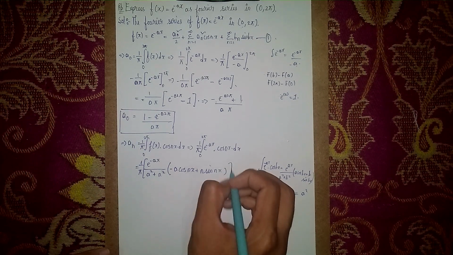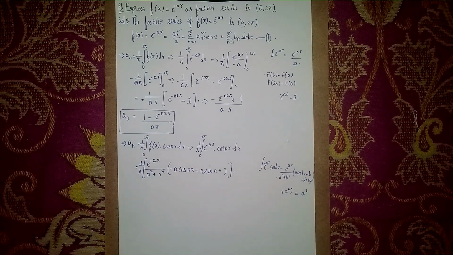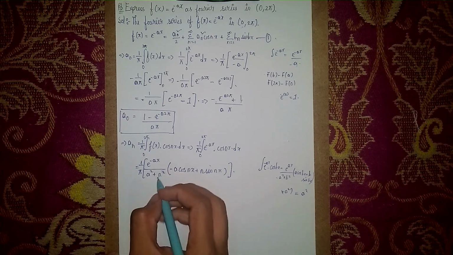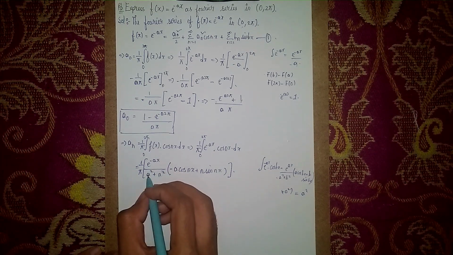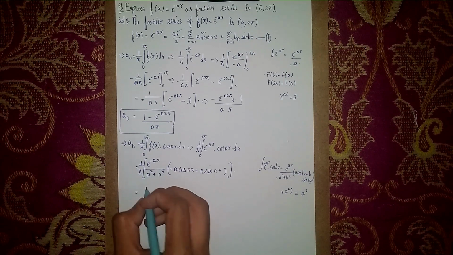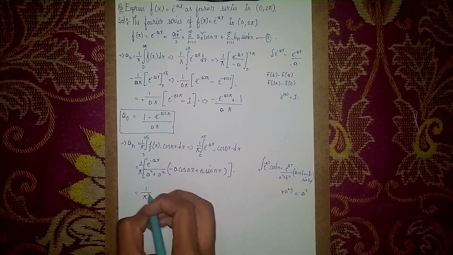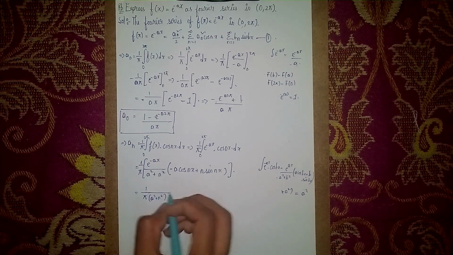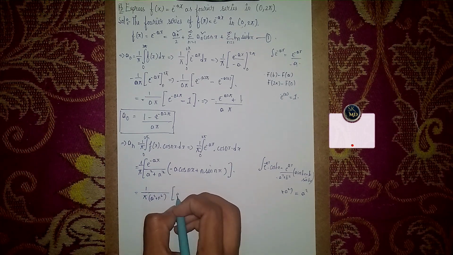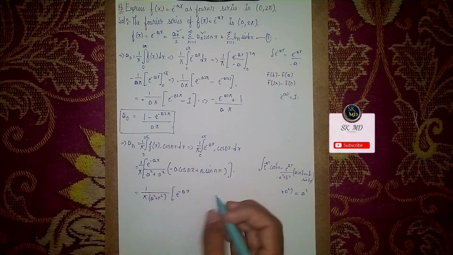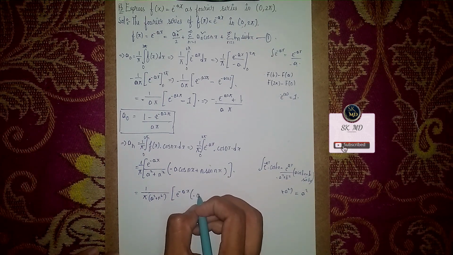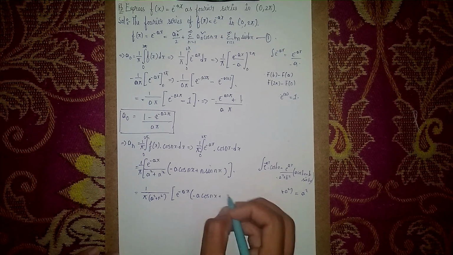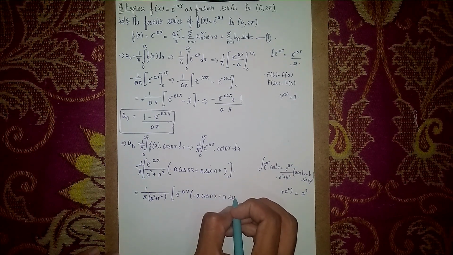Okay, now close the bracket. Now what we will do, you separately take the a square plus n square outside. So it becomes 1 by pi into a square plus n square into e power minus ax into minus a cos nx plus n sin nx.